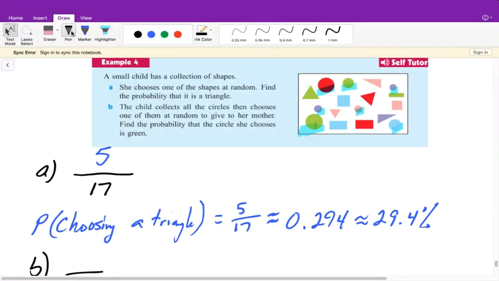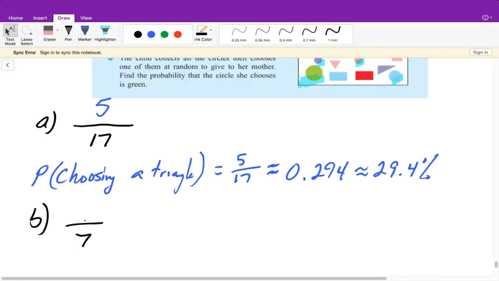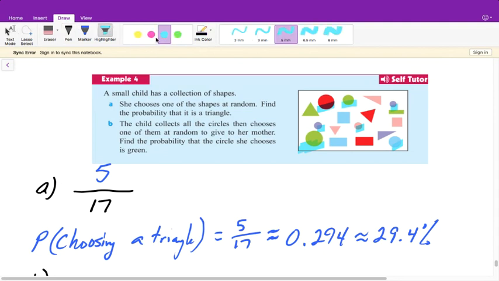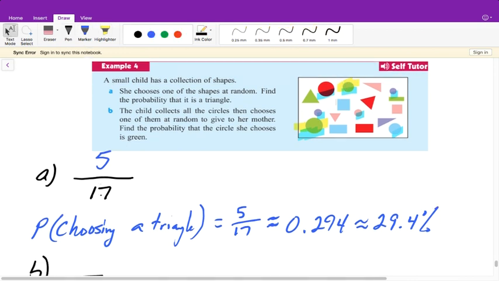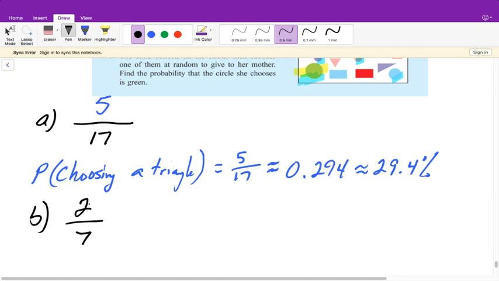But it's saying she collects all the circles and chooses one of them at random to give to her mother. So we had a total of 1, 2, 3, 4, 5, 6, 7 circles. So that's our total sample space. And it says, what is the probability that she will give her mother a green circle? So this is green, that's 1, that's 2. So there's only 2 circles that are green. So the odds of giving her mother a green circle is 2 out of 7.